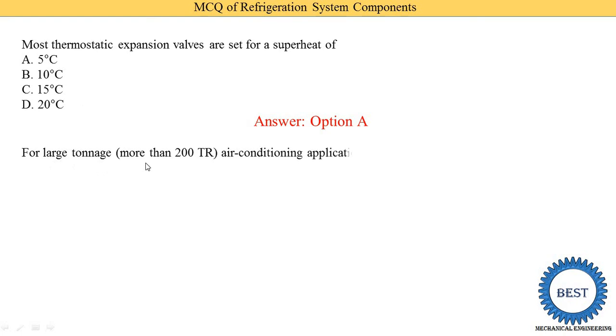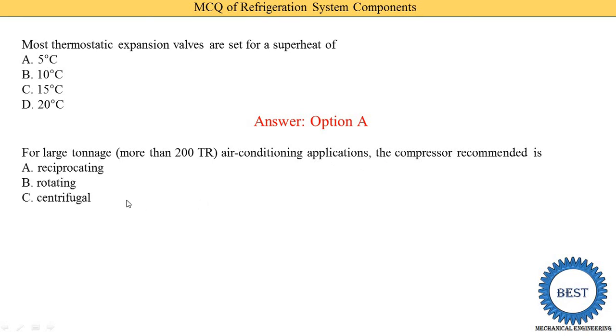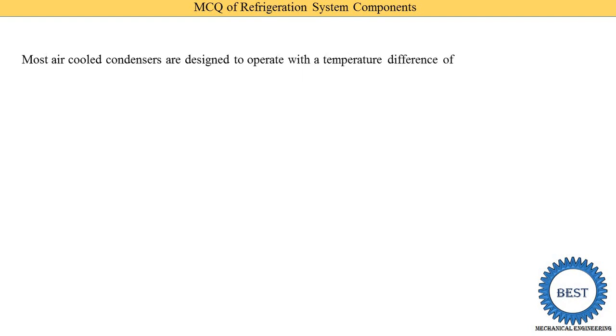For large tonnage, more than 200 ton air conditioning applications, the compressor recommended is reciprocating type, rotary type, centrifugal type, or screw type. This is a very large system. 200 ton means it is a very large system. For that, a centrifugal compressor is used. We require a larger quantity of mass flow, that's why we use centrifugals. In our home AC and fridge, the reciprocating type is used because it is of lower capacity.